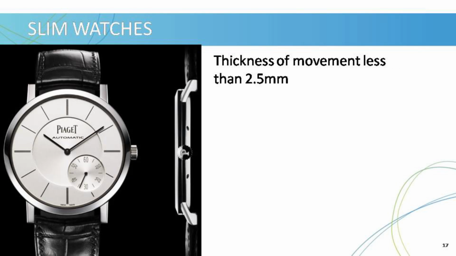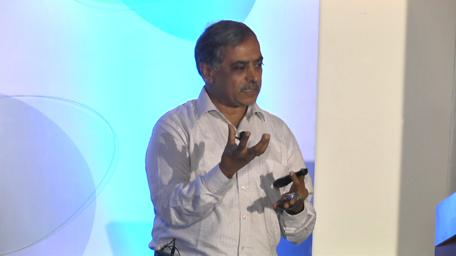Slim watches. It is an art to make slim watches. It's not easy to make a slim movement. A watch is normally 6 to 9 millimeter in thickness. That's a normal watch. 32 to 46 millimeter diameter is a normal watch. In that space, to make a slim watch, it has to be out of the world. Piaget has the slimmest watch in the world on the mechanical side.